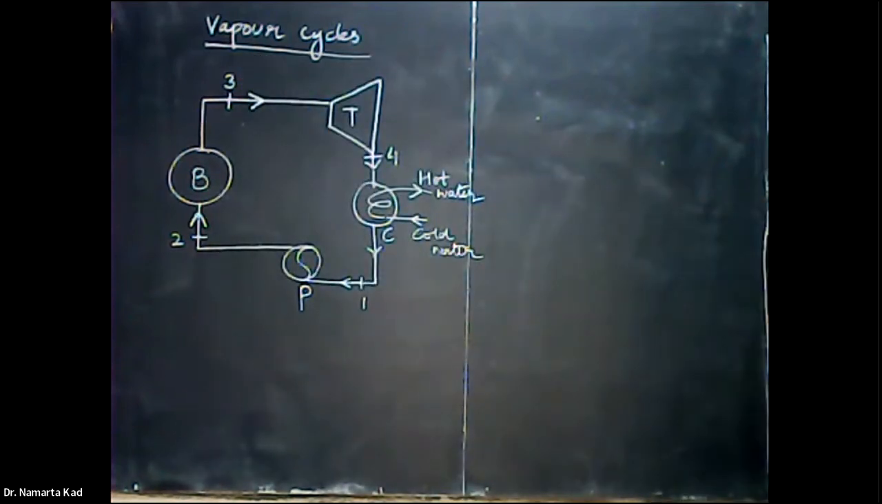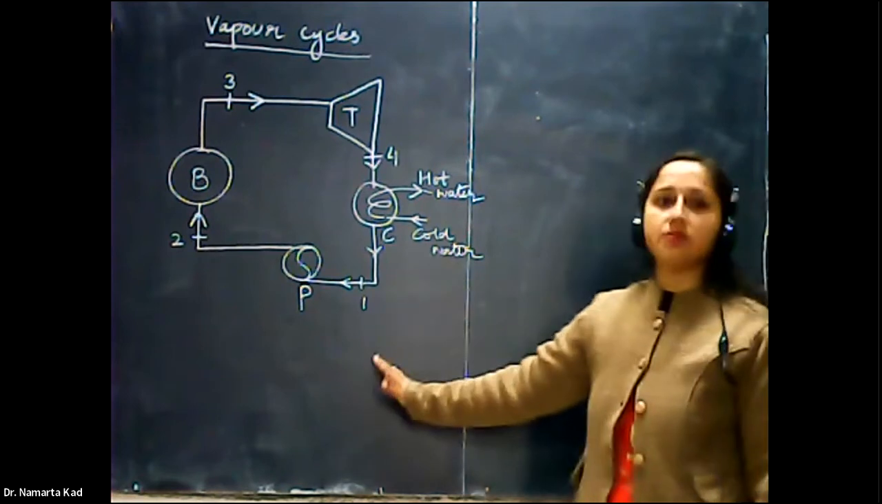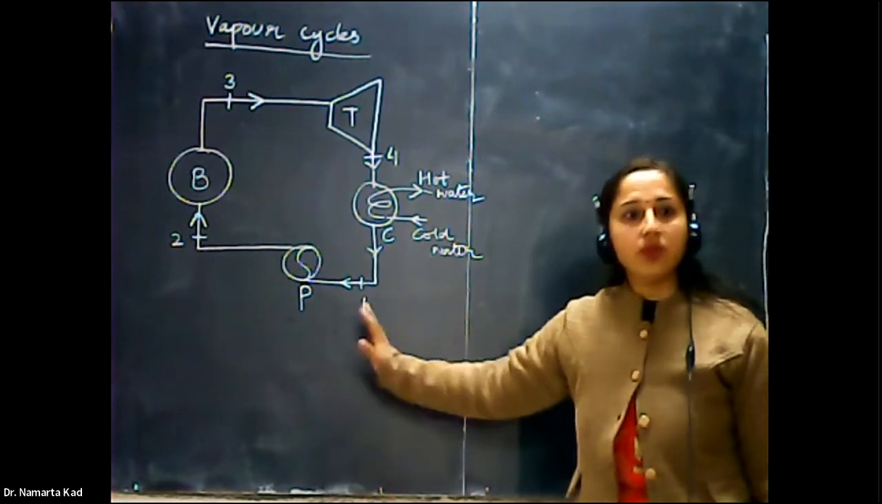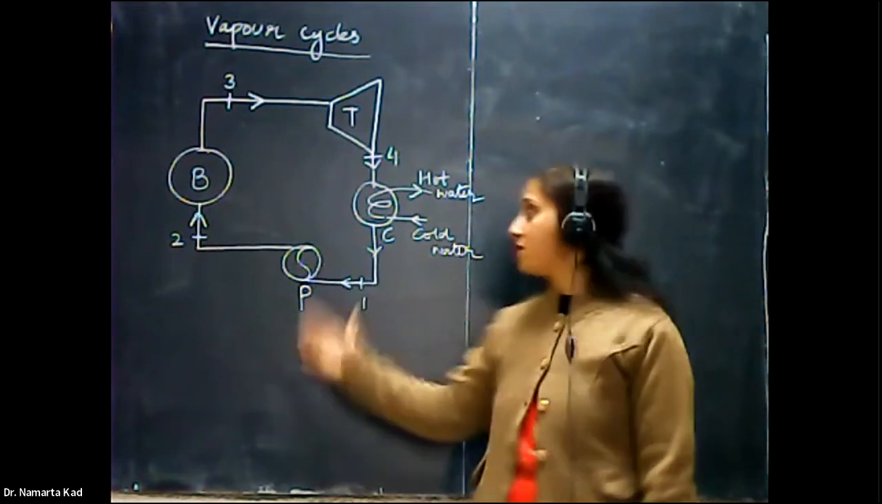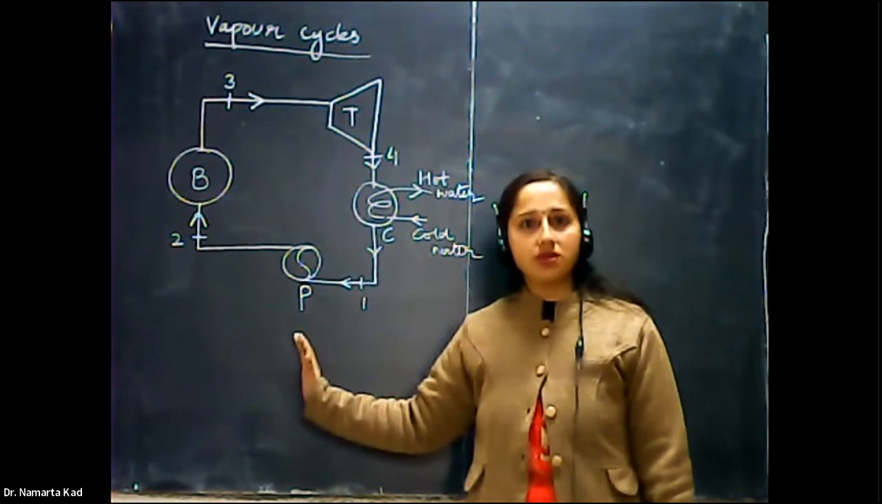That's why these types of cycles are called vapor cycles. So this is the vapor cycle. That means a thermodynamic cycle using vapor as the working substance. The vapors are used here as a working substance, so that's why these are called vapor cycles.